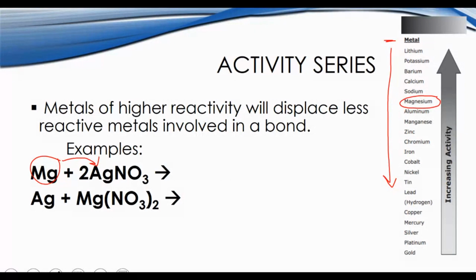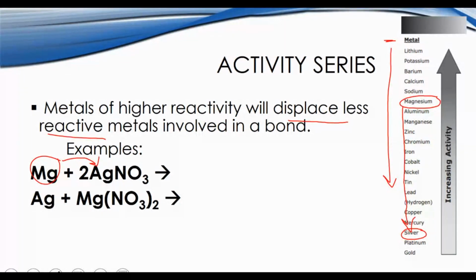Now let's talk about this. Will magnesium displace silver, Ag? Well, we will only displace less reactive metals. So the question is, is magnesium stronger than silver to displace it? Yes, the answer is yes. Magnesium is able to remove silver.